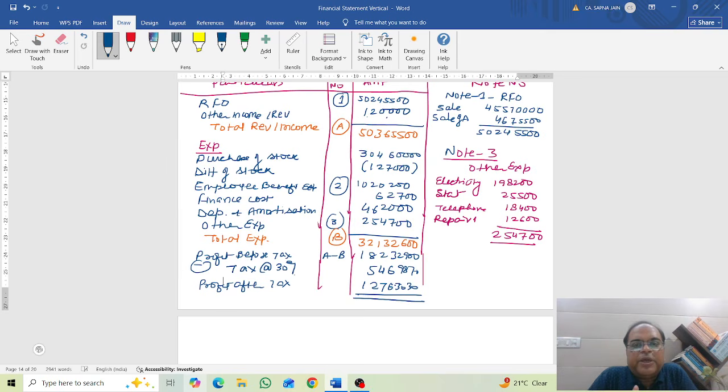Now, how to prepare the balance sheet, and how to prepare the balance sheet with adjustment. How to prepare the financial statements, profit and loss account as well as the balance sheet along with the adjustment. So we will discuss it in the next video.